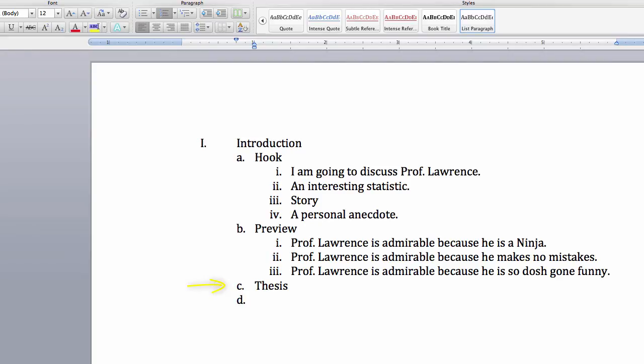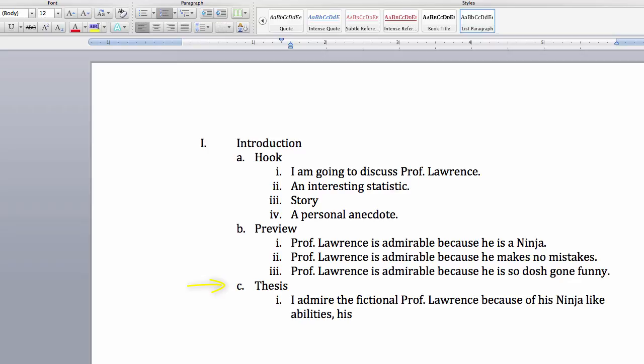And so your thesis comes out to something like this. I admire the fictional Professor Lawrence because of his ninja-like abilities, his flawless way of doing things, and he's just so funny. And there, at the end, you have an introduction in the simplest and most basic terms. Of course, when you go to write your essay, you're going to clean it up.